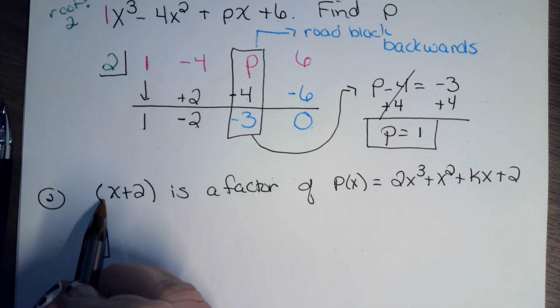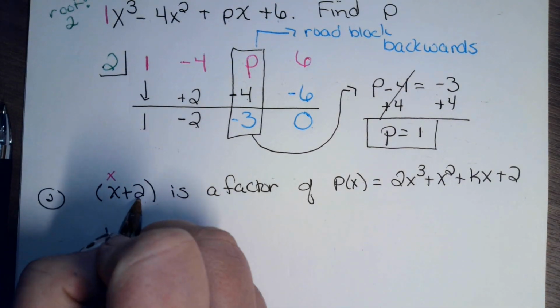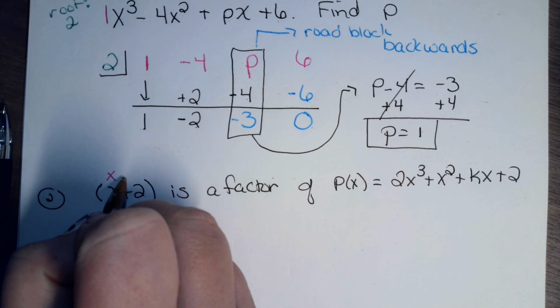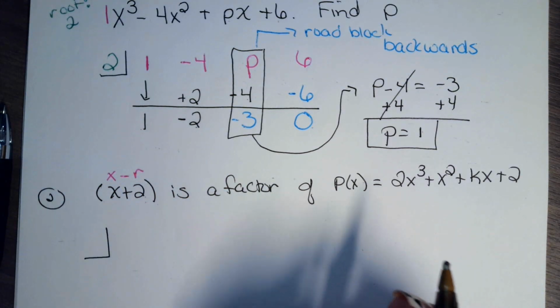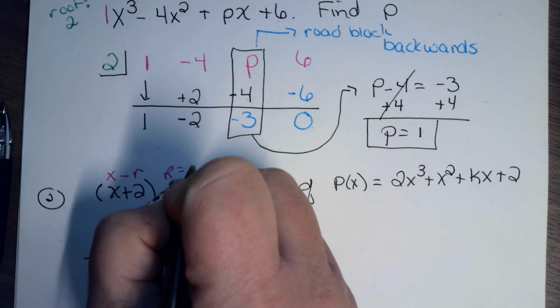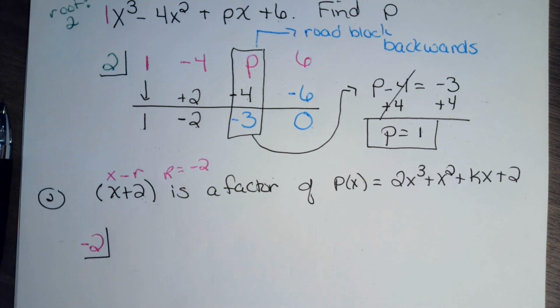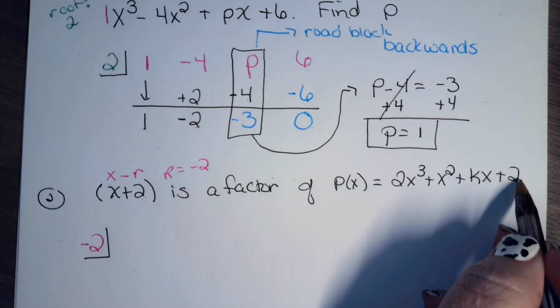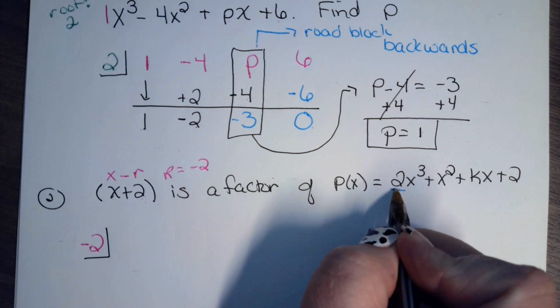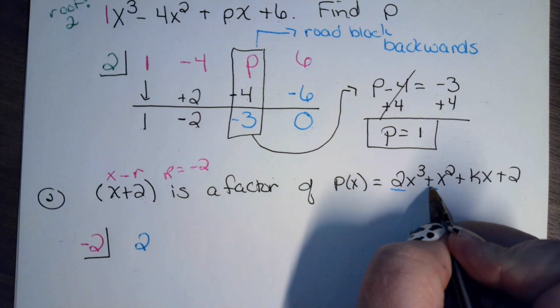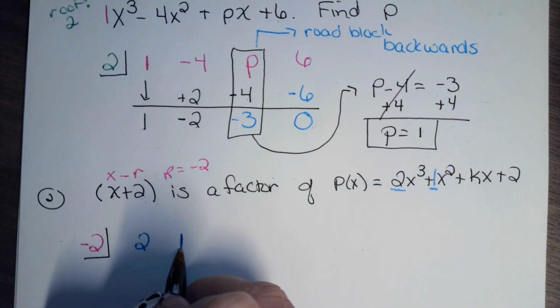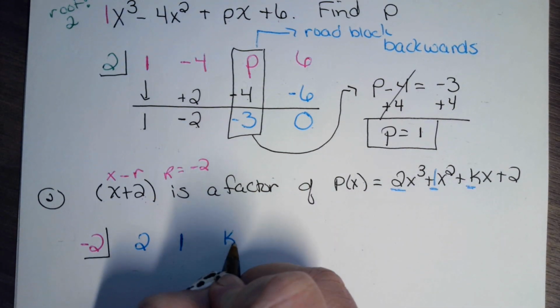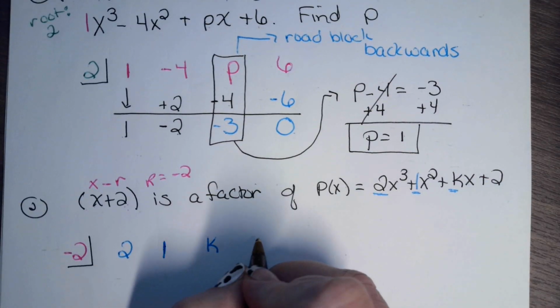Alright, now since this is a factor and it's a linear binomial, which means it has 2 terms, it's in the form of x minus our root. So our root here is going to be a negative 2. So right here we're going to put a negative 2. My coefficients, all right, let's see, we got x cubed, x squared, x, and a constant, so everything's in standard form. So we got a coefficient of 2, coefficient of an understood 1, coefficient of k, and then a coefficient of 2.